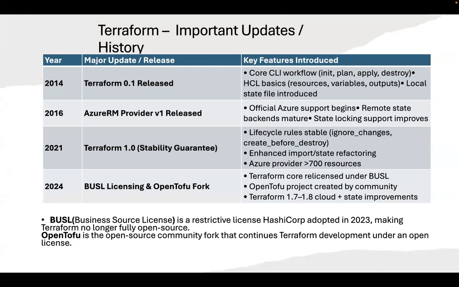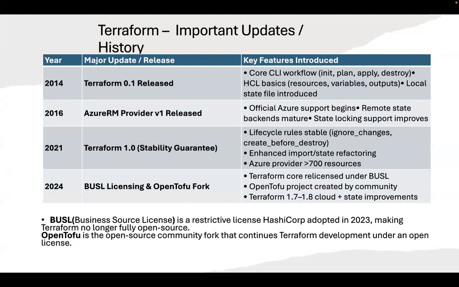Close to 700 resources can be created from the Azure provider. That was released in 2021. In 2024, BUSL licensing and the OpenTofu fork. So what has happened till 2024? It was open source. Everyone was able to download and use it. But in 2024, HashiCorp, the company who actually developed Terraform, decided to make it a licensed version and wanted to charge for it.